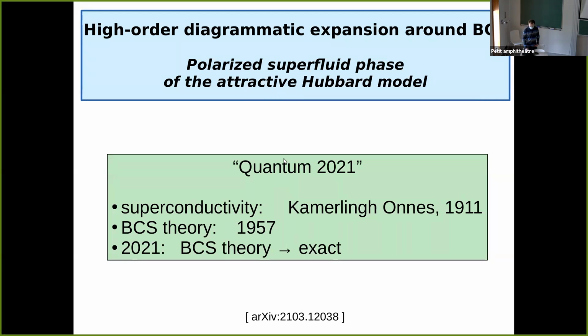So, as you can see from the title, it's not really about impurities. But if I look at the short version of the title of the program, I can argue that it fits anyway. So in 1911, 110 years ago, superconductivity was discovered experimentally. And then quite a bit later, there was BCS theory. And now we turned BCS theory into an exact approach, as I will try to explain.